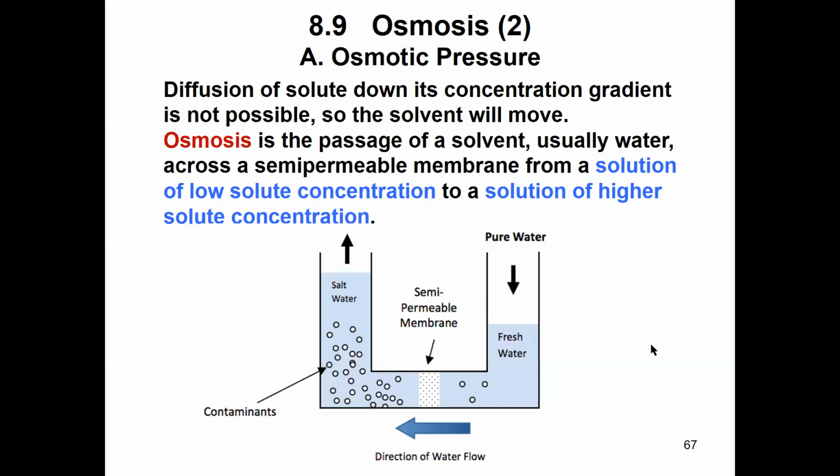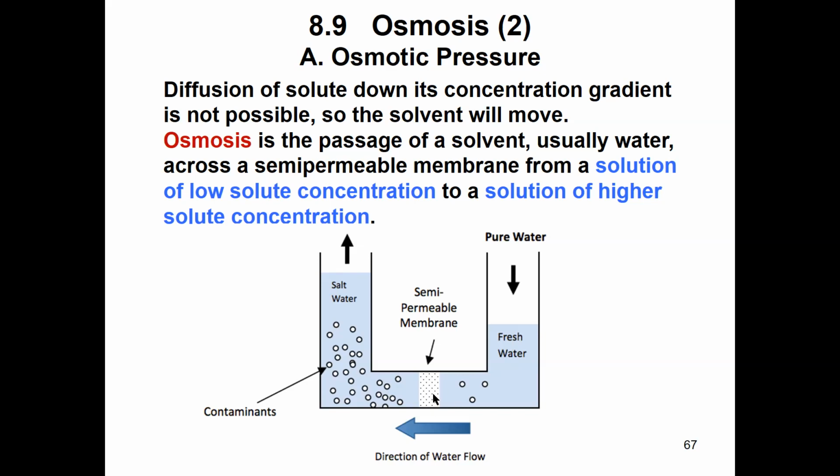You need to remember that osmosis is the passage of solvent, and usually it's water, across a semi-permeable membrane. So you have to have a semi-permeable membrane separating two solutions. The water will move from a solution of low solute concentration to a solution of higher solute concentration. It's like water is trying to dilute the concentrated solution. So it's a way of trying to equalize the concentration across the semi-permeable membrane.